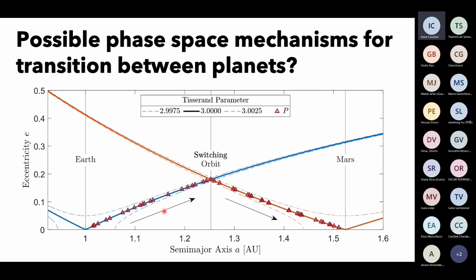So are there any possible phase-space mechanisms for, say, going along one of these energy surfaces until you intersect the energy surface of another 3-body system, and then getting back down, so say going from the Earth to Mars?